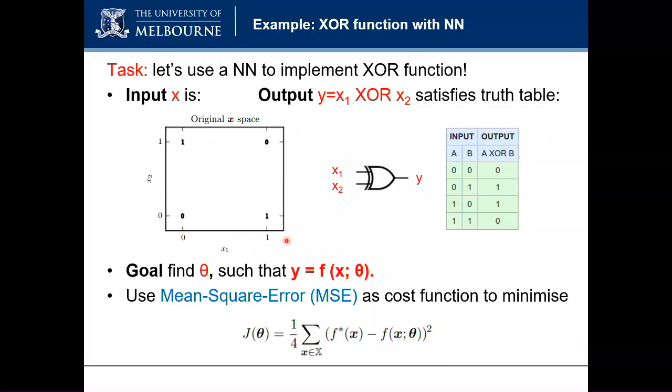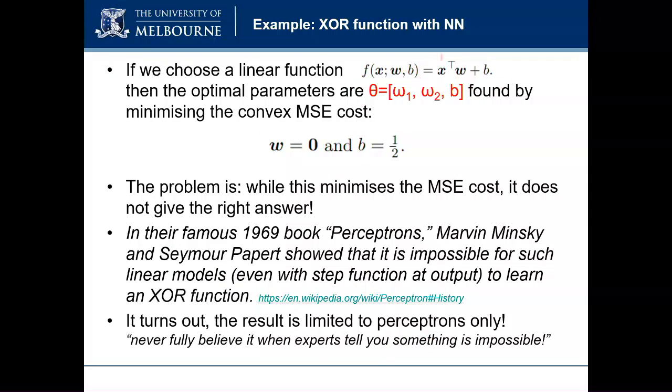So if x1 is this, x2 is this, all the data is 4 points. This is really funny, right? You have all the input combinations here, that's it. The goal is to find theta such that we have this function. And we can use mean square error as the cost function to minimize, which kind of makes sense. Let's start with this. And if we use a linear function, that was the thing.